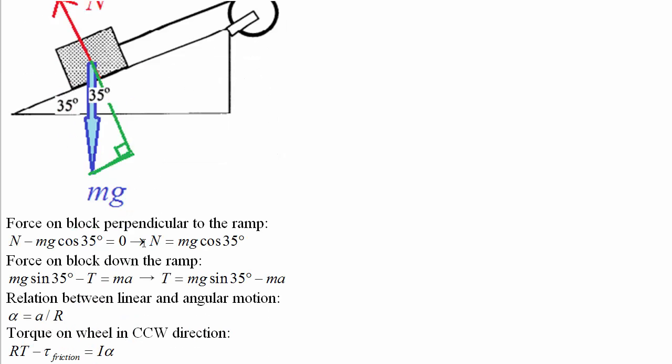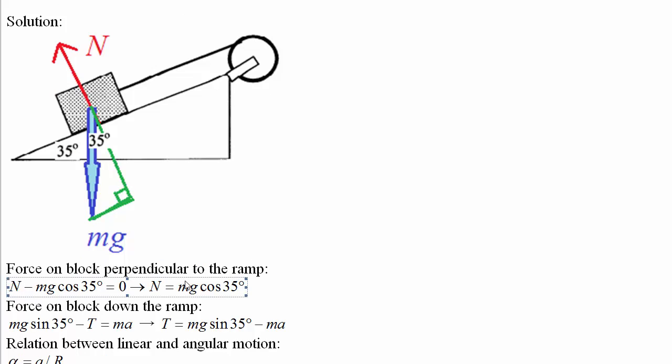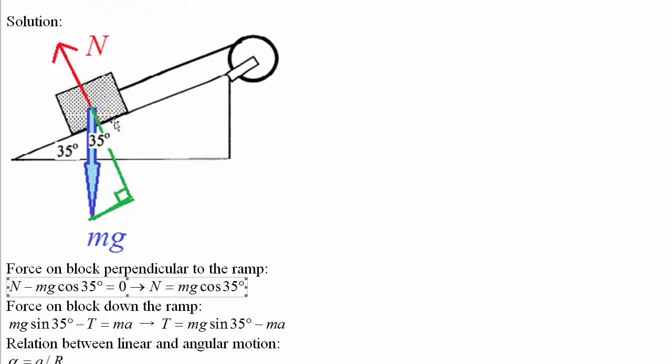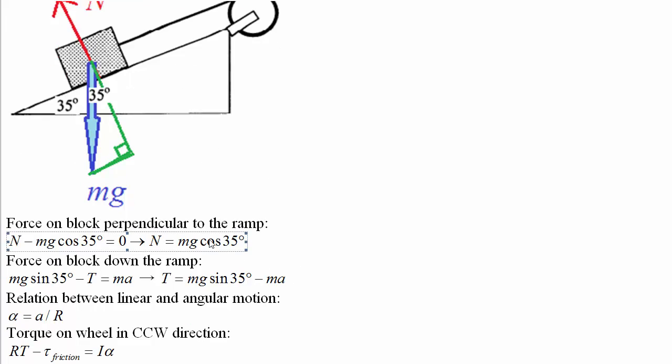All right, the force on the block perpendicular to the ramp we can use to calculate the normal force, but actually we don't really need this because the ramp is frictionless. If the problem were to change so that the ramp did have friction, then that would be important. But in this particular case, it's a little bit easier. We don't need the normal force because there's no friction on the ramp.